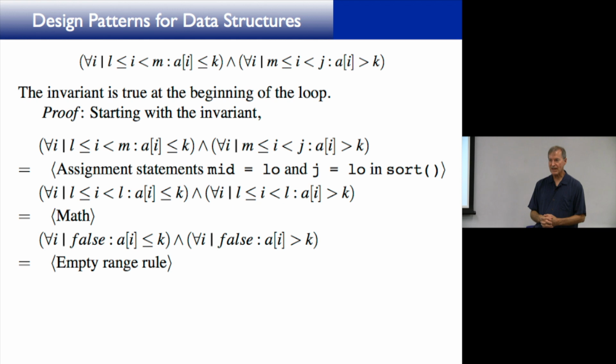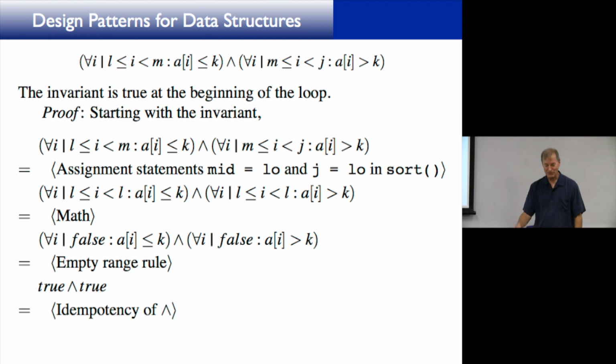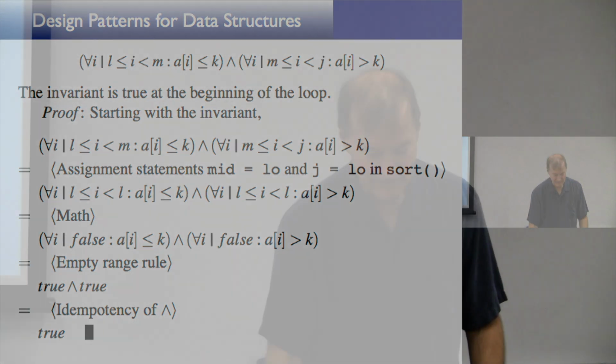That's conjunction. It's "and." And what is the identity of "and"? True. I see some happy faces here remembering this stuff. So the empty range rule says that that's true and true. And what do we know about true and true? It's true. So by idempotency or the identity of conjunction, either way, it's true.